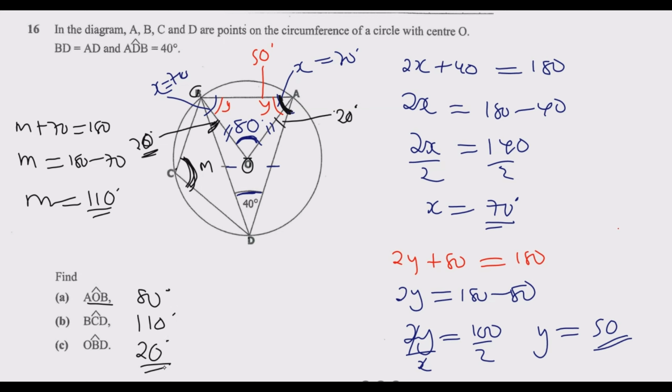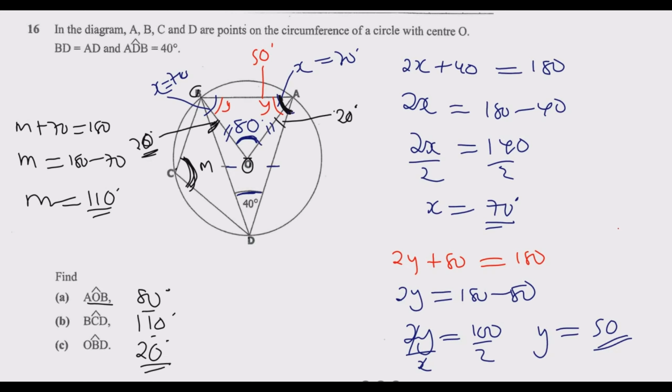So you found everything. Once you do that, you are good to go and you get these marks. So the first one, we found it to be 80. So this is one mark. Then B is 110, which is one mark. Then we have C, two marks. So you get the four marks when you do that. So this is how you answer this question.